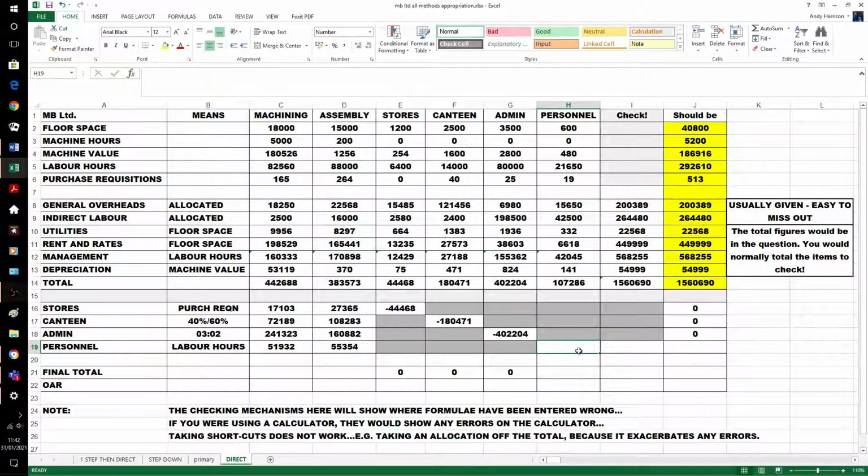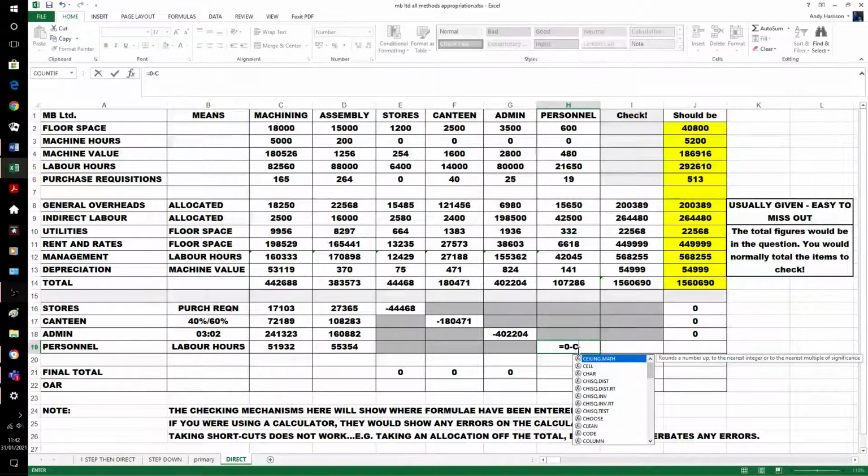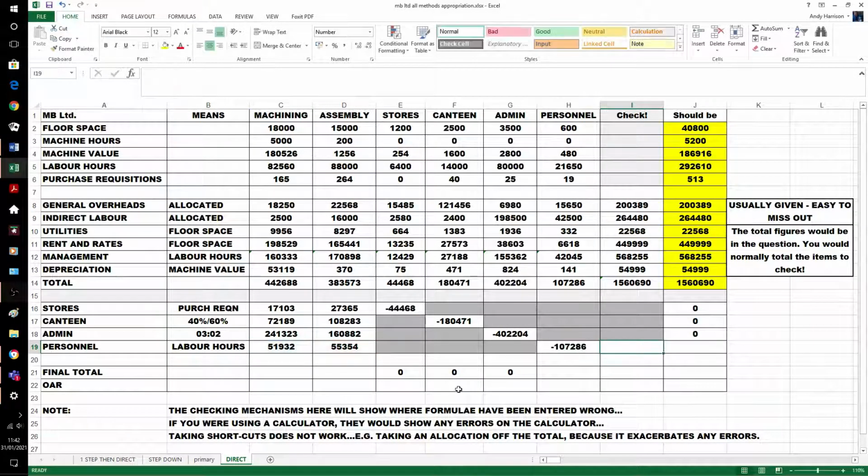Again, let's check it properly, so equals 0. And that bill is that bill, so we're not really worried about this checking, but we're getting into good habits. There we are, so we've zeroed.